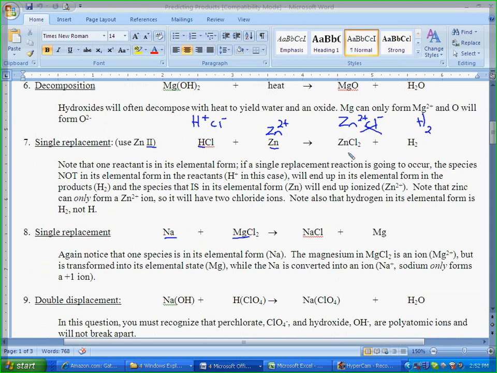Okay. Now for this single replacement real quick, sodium is Na plus, magnesium is Mg2 plus and Cl minus. Our magnesium and our sodium switch places, so we get Na plus, Cl minus, plus Mg. Good? All right.